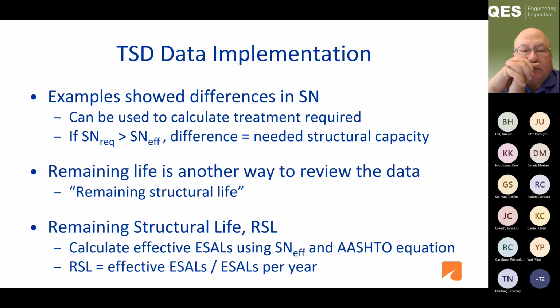So again, I showed a couple of examples of how we can look at differences in structural number value. If the required is greater than the effective, you need some additional structural capacity. Remaining life is another way to review the data. We can call this a remaining structural life, RSL calculation. We can look at that again using the AASHTO equation, calculate the ESALs per year, divide the effective ESALs by the ESALs per year, and we can come up with this remaining structural life calculation. And so that's another way to view the data.